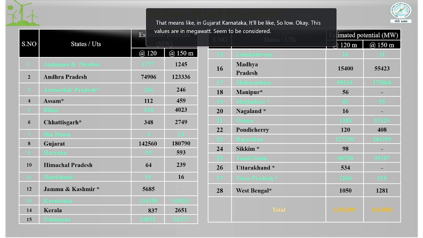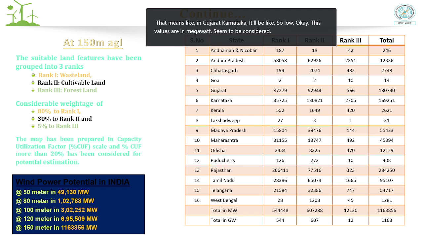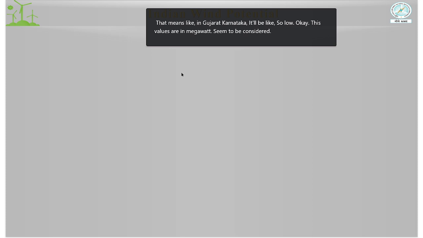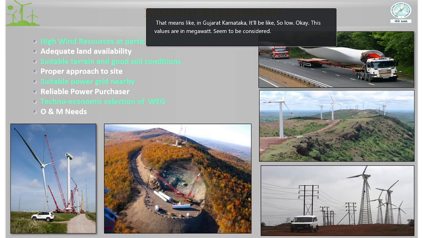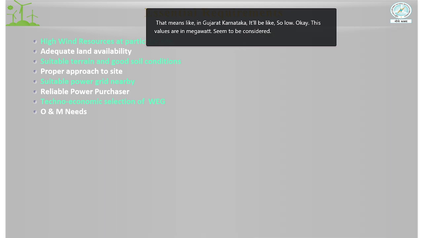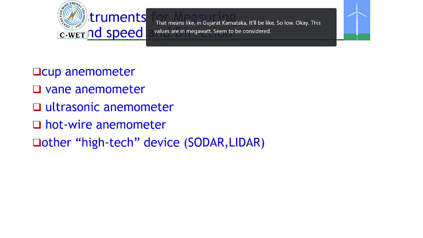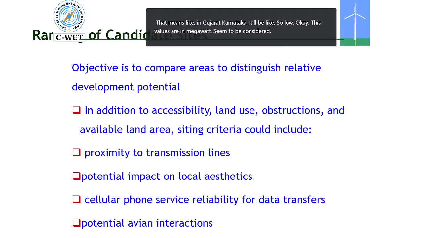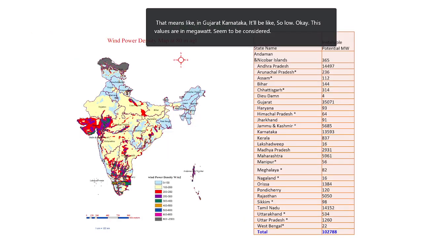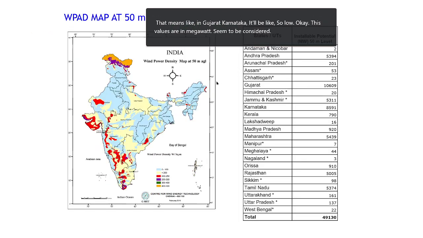This estimate, and how it is done. The background for this estimate is, earlier we showed that 50-meter map. You remember? Yes, sir. This is the map done earlier. These maps are without land use, land pattern being mapped into the wind resource, assuming some amount of area available for wind farming based on assumption.